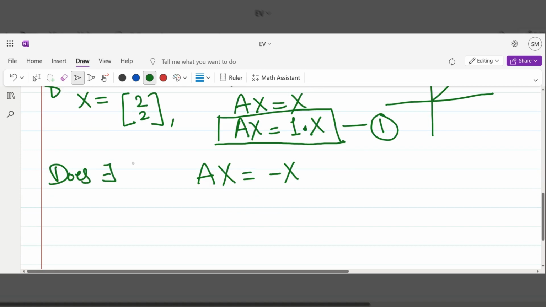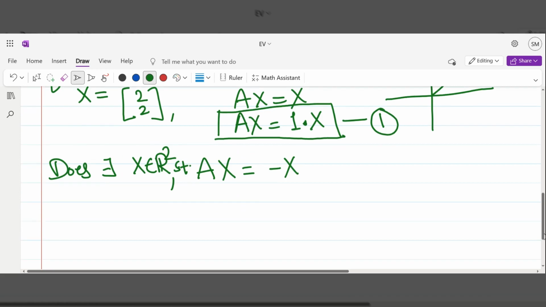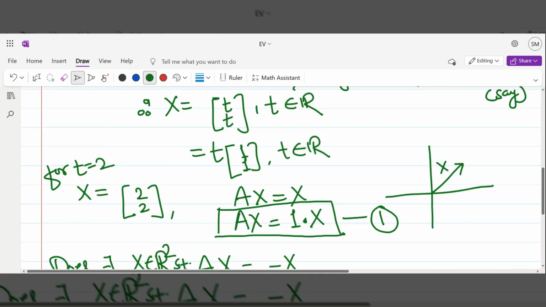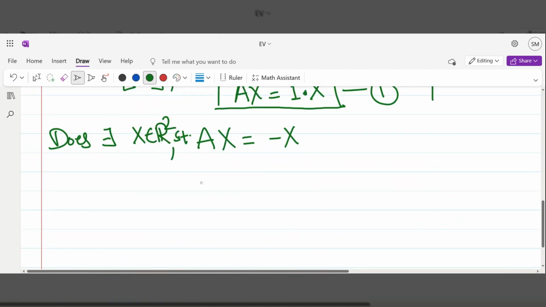So my question is, does there exist x in R2 such that Ax equals minus x? Our matrix was [1 0; 2 -1]. Our condition is Ax equals minus x.